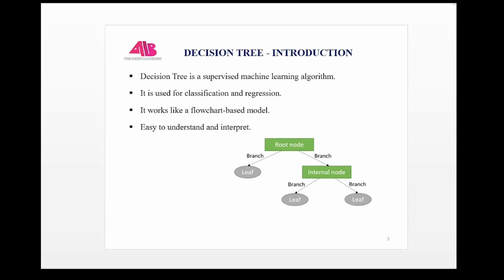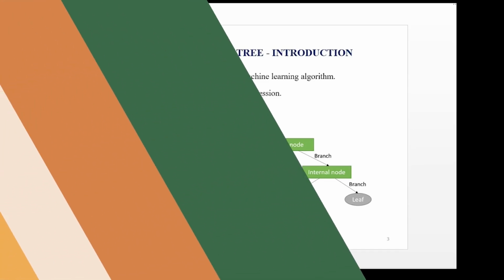The best way to imagine a decision tree is like a flowchart. It asks one question, then based on the answer, it moves to the next step. Because of the flowchart style structure, decision trees are very easy to understand. You can clearly see how the model is taking decisions.